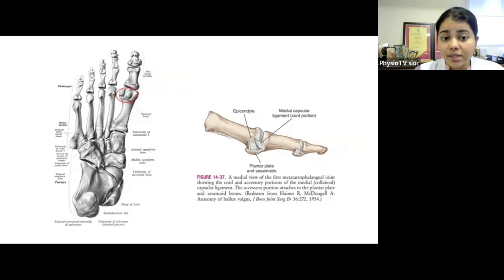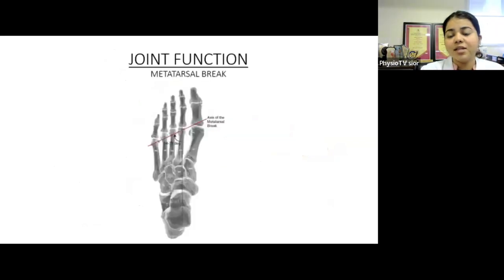Talking about the metatarsal break, this is one of the most important concepts here. Now, when rising on toes, the MTP joint goes into extension, which is called the metatarsal break. Now, this occurs around this axis, the oblique axis that you see here. Okay. Now, this obliquity actually helps it to evenly distribute the load across the metatarsal head and toes.